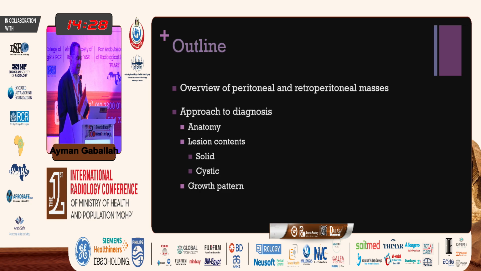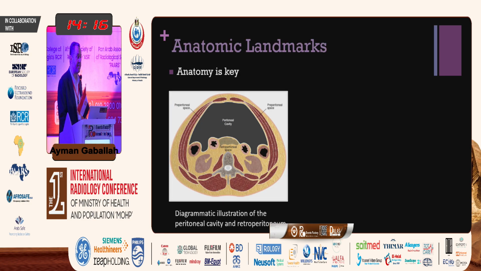In this presentation, I will be covering an overview of peritoneal and retroperitoneal masses through discussing anatomy and lesion characterization through the contents, and also growth pattern of the lesion. If you look at that diagram, you can see the peritoneal cavity there, and you can see the retroperitoneum behind that. So you have peritoneal lining and the peritoneal cavity. But I want you to notice something really important: we have this area, which is yellow there. This area is outside the peritoneal cavity, and we call this the pre-peritoneal space.